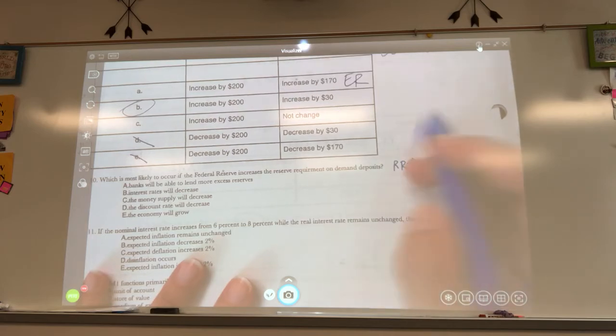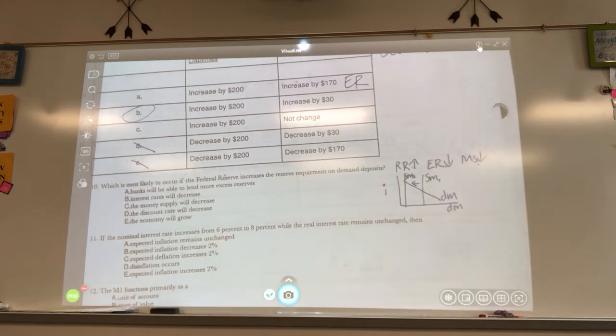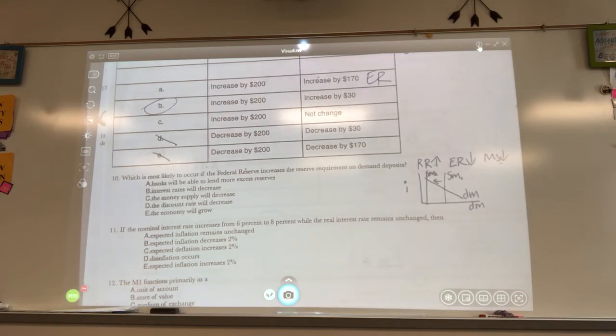It decreases. So now I'm going to graph this out. I, and then my demand for money. Here's my supply of money. If the reserve requirement goes up, my excess reserves decreases, my money supply decreases. So which way does this curve go? So let's look at this. The question says, which is most likely to occur if the Federal Reserve increases the reserve requirement? I know my excess reserve is going to go down, my money supply is going to go down, my interest rate is going to go up.